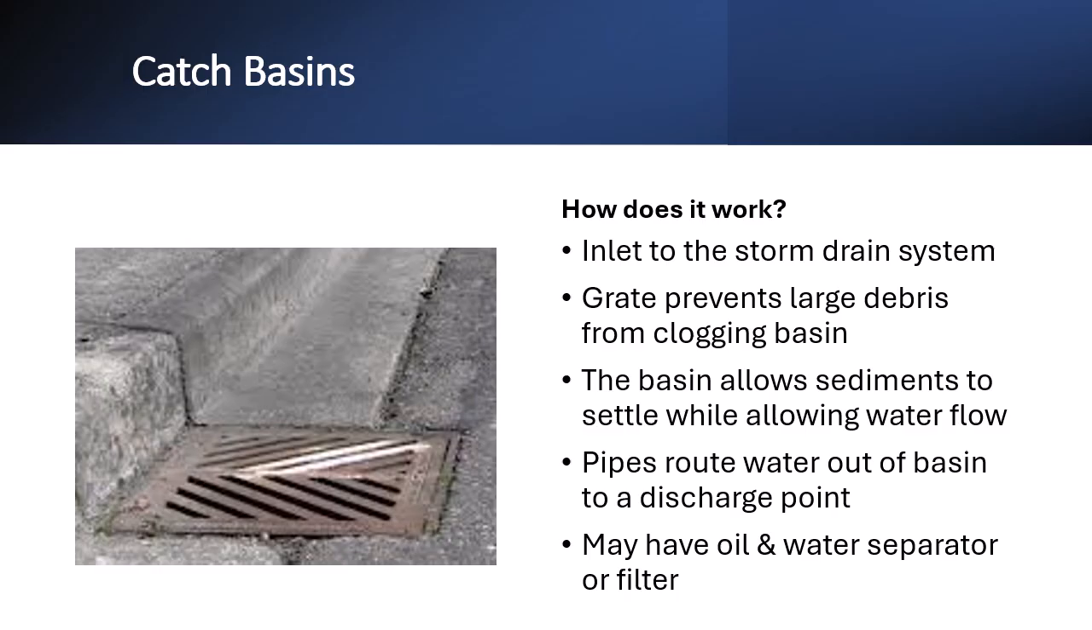However, in some cases, catch basins and pipes may route stormwater to a surface feature such as a bioretention area or pond. Some catch basins may be fitted with an oil water separator or filter to reduce chemical contaminants. We'll discuss these separately at a later time.